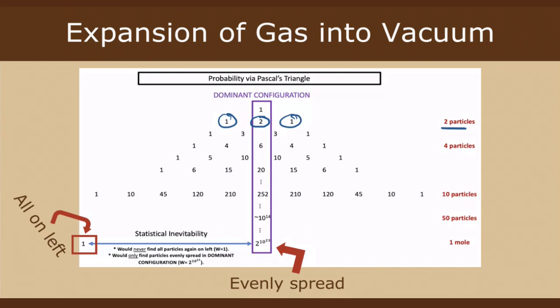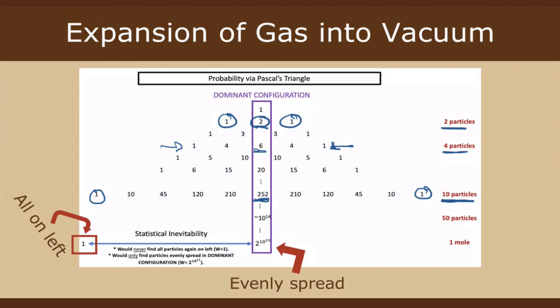Okay, and then once we start going, we can go to 4 particles, and we see the distribution we showed before. This was the pool table example with 4 balls where we had 1, 4, 6, 4, and 1. And then we also did our 10 particle example where we had like 0.01% and 0.01%. Now it goes up so fast. So 2 particles was 2 in the middle, 4 particles is 6 in the middle, 10 particles 252.